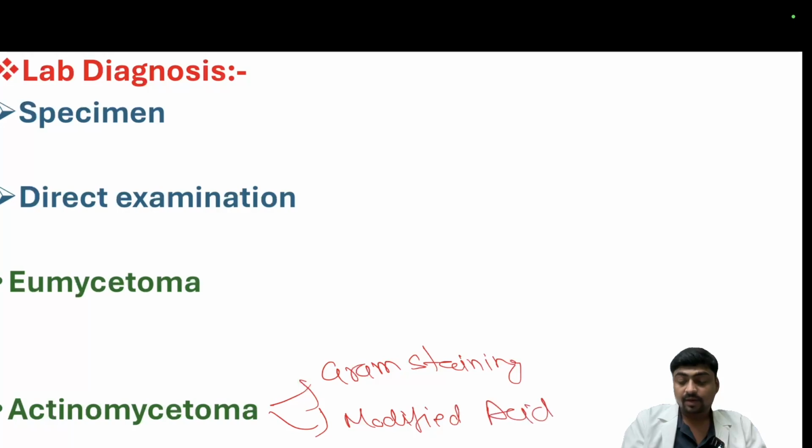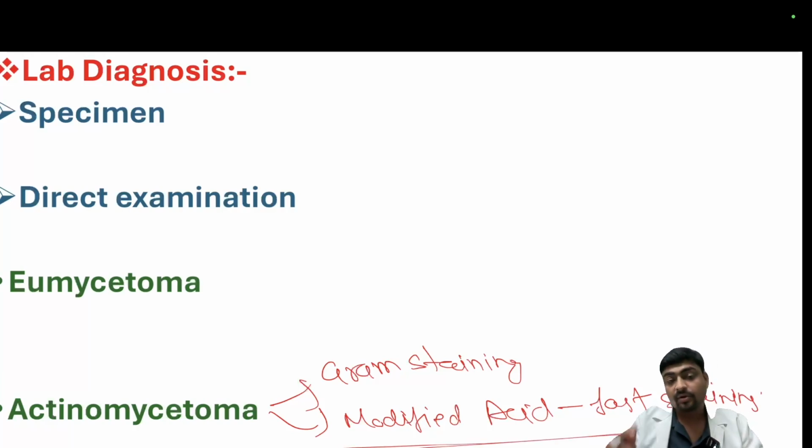Now why can we do the modified acid fast staining in case of actinomycetoma? Because we know that actinomycetoma is caused by bacterial agents, and among those bacterial agents one is Nocardia species, which is partially acid fast. So we can perform the modified acid fast staining also.